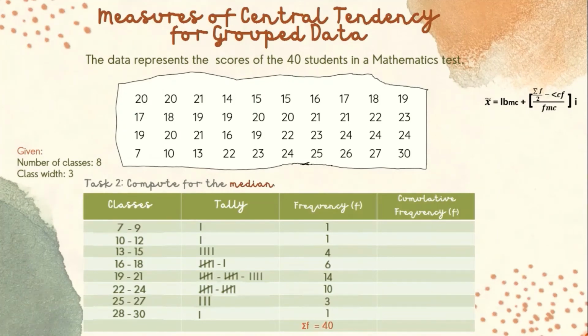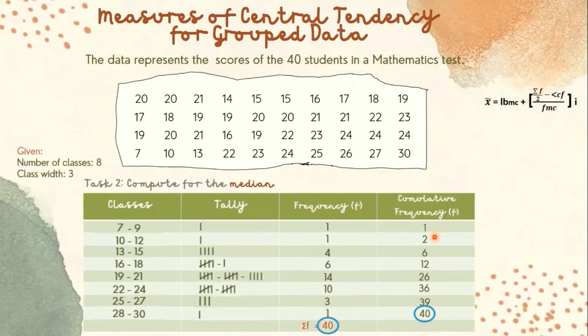For us to compute for the median, we need to fill out the column for cumulative frequency first. For the class interval 7 to 9, ang frequency ay 1. Kaya for the first row sa ating cumulative frequency, write 1. And then add them all up together. 1 plus 1 is equal to 2. 2 plus 4 is equal to 6. 6 plus 6 is equal to 12. 26 plus 10, 36. Added to 3, 39. And 39 plus 1 is equal to 40. Malalaman nating tama yung ating cumulative frequency kung yung ating last data, which is 40, ay katulad ng ating total frequency, which is 40 as well.